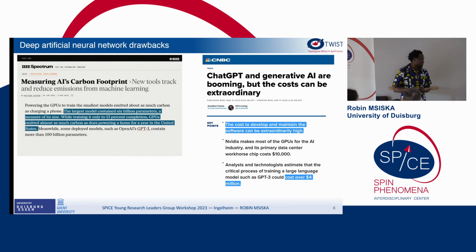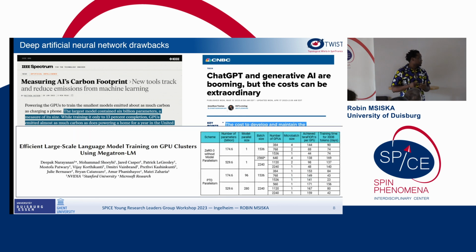We also look at the financial costs. Training such a model costs $4 million, and GPT-3 is not the current state of the art. You have GPT-4, and then you have a few others that are trying to take the crown. And undoubtedly, they cost way more than this amount. Not just that, you also have time costs.